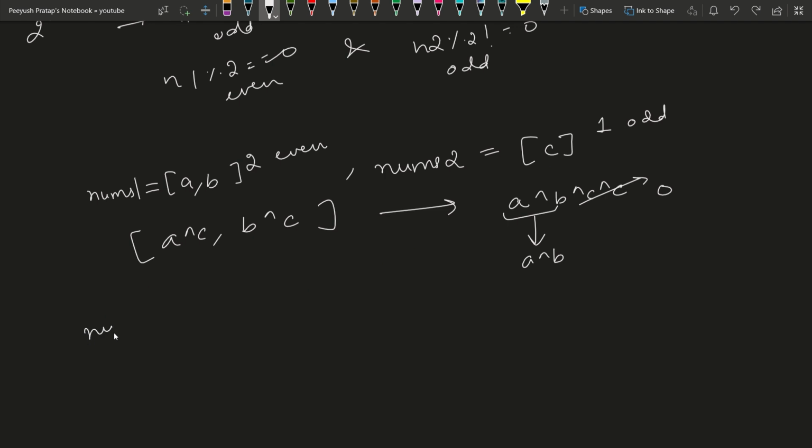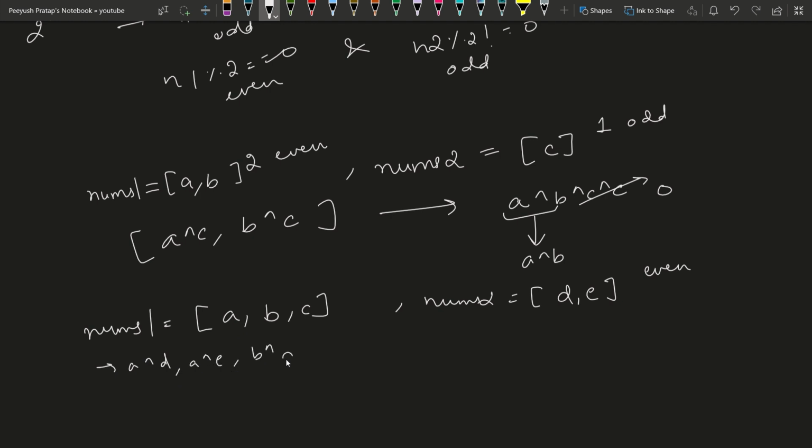Let us take another example. In this case, nums1 I am making as odd and nums2 as E1. So what will happen again? Like A, D, A, E, B, D, B, E, C, D, C, E. And if we do XOR of all these, A is coming how many times? 2 times. So it will be 0. B is coming how many times? 2 times. It will be 0. C is coming how many times? 2 times. It will be 0. Then what are we left with?